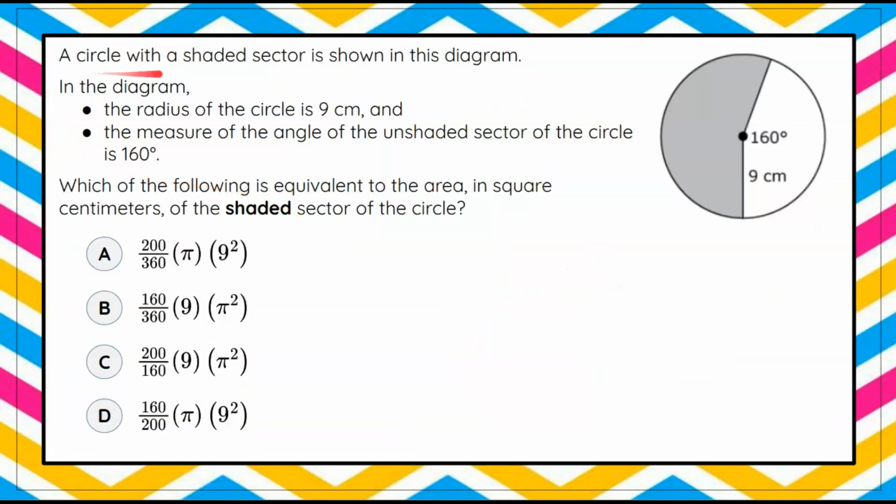We are given a circle with a shaded sector, which is shown in this diagram. So here's our circle, and here's the sector that we want to find the area of. In the diagram, the radius of the circle is 9 centimeters, and the measure of the angle of the unshaded sector of the circle is 160 degrees. We want to know which of the following is equivalent to the area in square centimeters of the shaded sector of the circle. And we're given 4 answer choices to pick from.